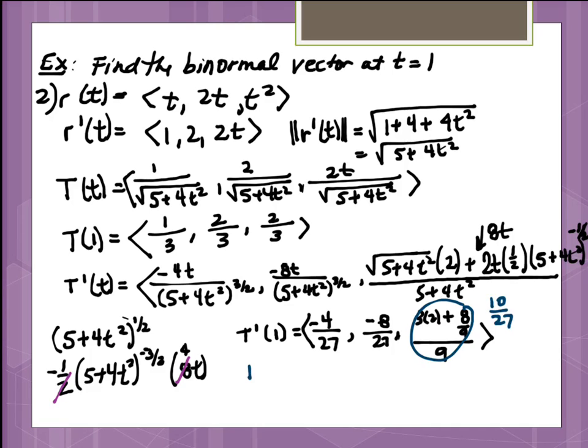Alright, then if we evaluate this, find the magnitude, we actually get the square root of 20 over 81, which would be 2 square roots of 5 over 9. So that's our magnitude of T prime of 1, and now we have to find N of 1. The way that we find N of 1 is, of course, doing T prime of 1 over the magnitude of T prime of 1.